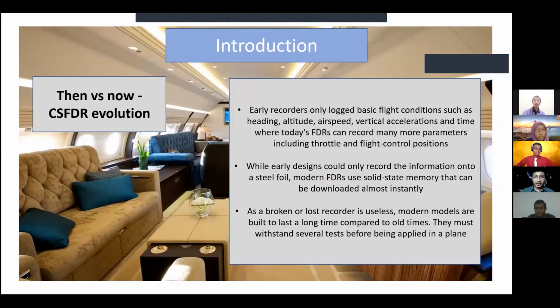Now, what is the difference between the previous and the newer versions of CSFDR? The early recorders could only log basic flight conditions like heading, altitude, airspeed, vertical acceleration, and time. But now it can go for many more parameters, including throttle and flight control position. The earlier versions used a steel foil to record the data, but now we are using solid state memory to record the data, and it can be downloaded instantly. Previously, flight data recorders could break easily. To prevent that, we went for more testing, and now they are very durable.